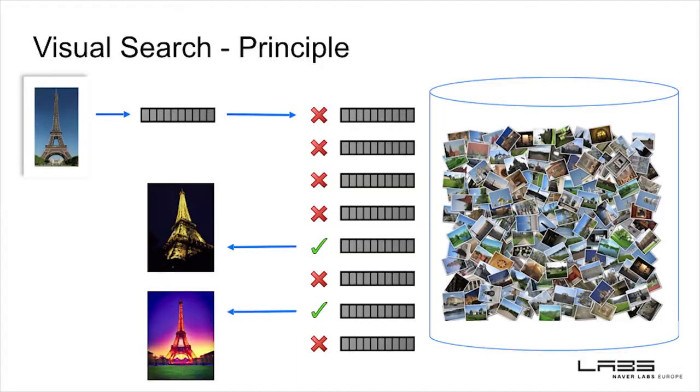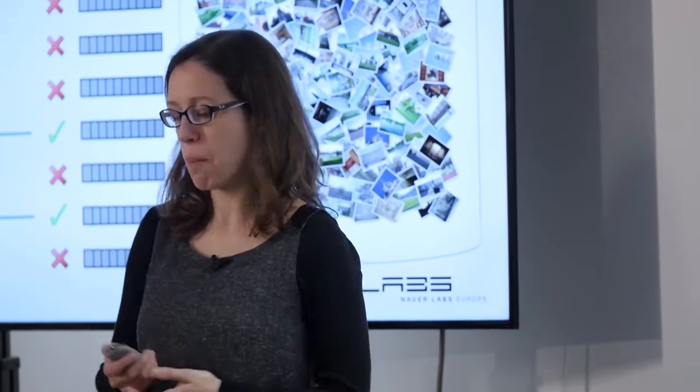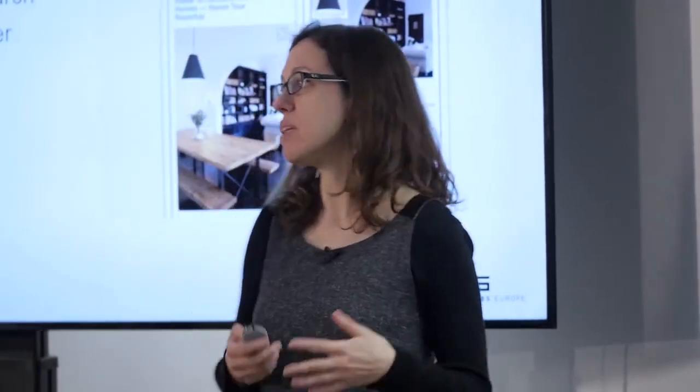So in that particular example, we queried the data set with a picture of the Eiffel Tower. And because our signature is built properly, we've recognized other instances of the Eiffel Tower under completely different conditions, but we retrieve the same object. So this is what visual search is about. And visual search has many applications. I'm going to give you a few examples.